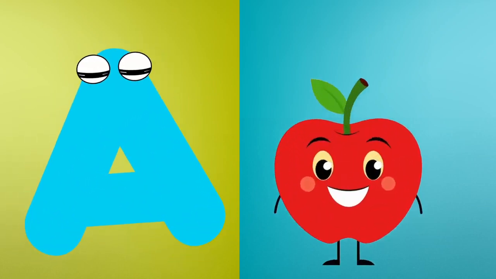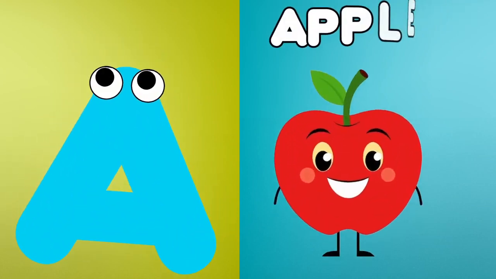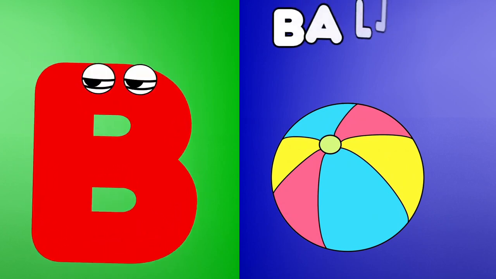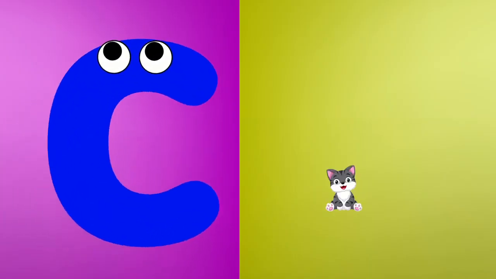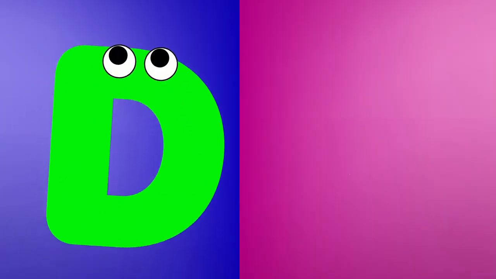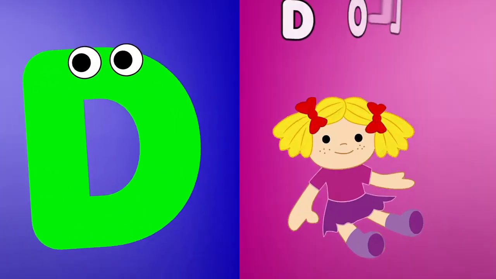A is for apple, a, apple. B is for ball, b, ball. C is for cat, k, cat. D is for doll, d, doll.